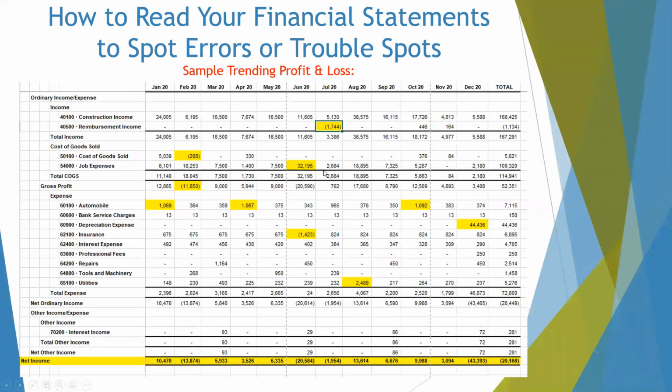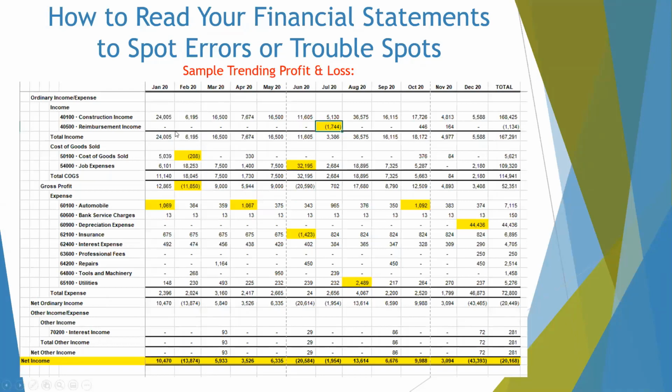So here I pull up a trending profit and loss statement for every month of 2020. And trending could be multiple years, multiple months, multiple quarters. It really doesn't matter. The important thing is to look at it, because what you can do is you can start to compare the numbers month to month or year to year, quarter to quarter, to start to see changes. These changes will allow you to spot potential errors or trouble spots. What I mean by trouble spots are, are certain expenses getting too high? And maybe they're legitimate, but they're just getting too high and you need to control those expenses.